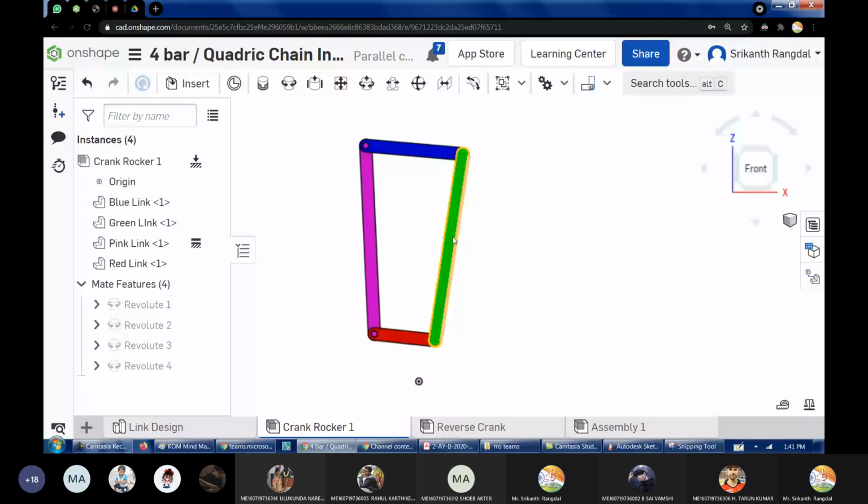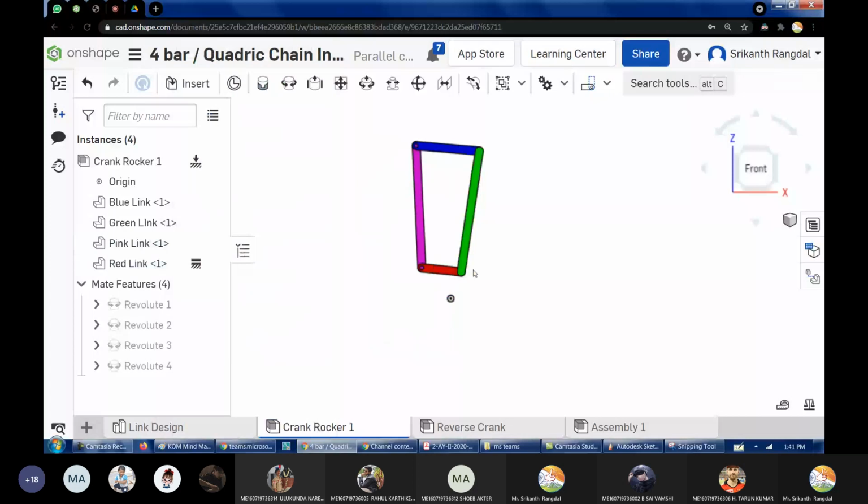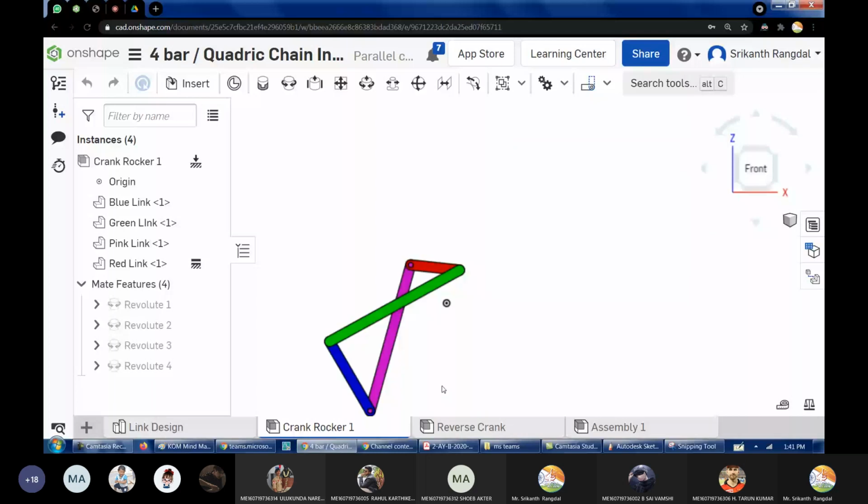Now once again, instead of fixing the pink link, let me fix the red link. Which link is fixed now? Red link. Because the red link is fixed, I cannot move it, so let me move another link. What will happen if I move this? What's happening here?